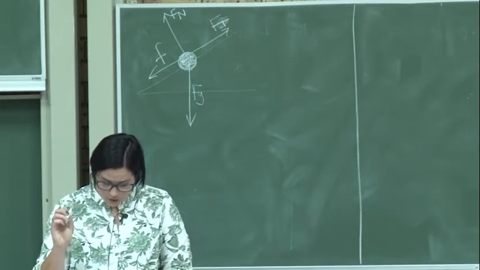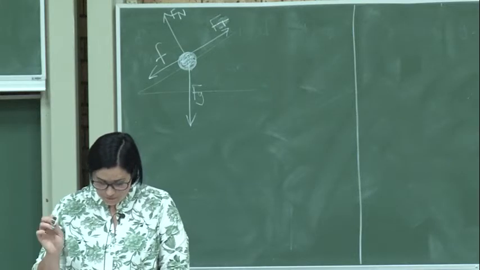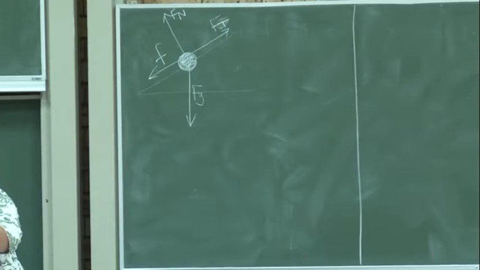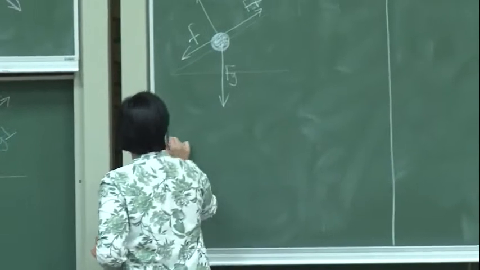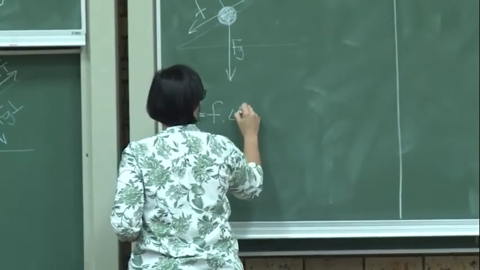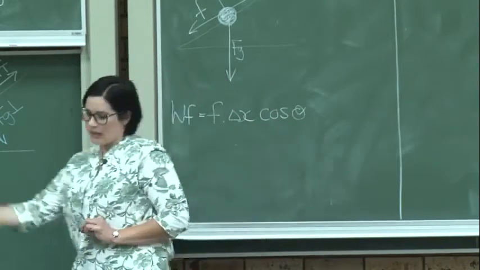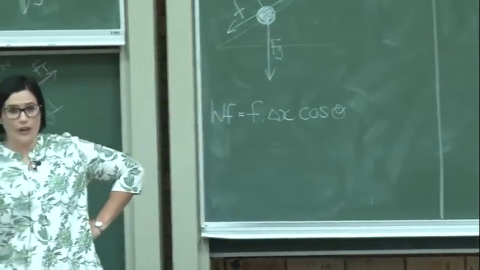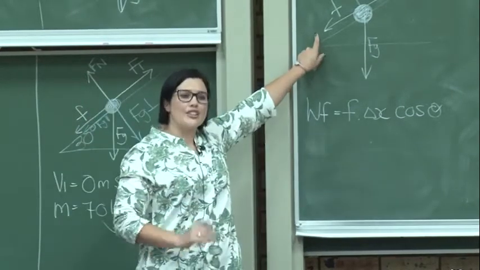Calculate the work done on the box by the frictional force over the 4 meters. So, work done by the frictional force. First things first, I start by writing my formula. I've got the frictional force. Do I have the displacement? Yes, cos theta. Grade 12, am I going to work with cos 0 or cos 180 degrees? I'm going to work with cos 180 degrees.